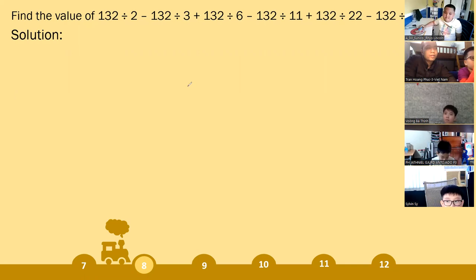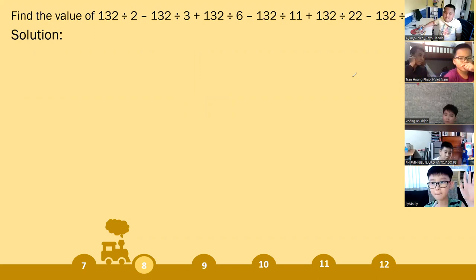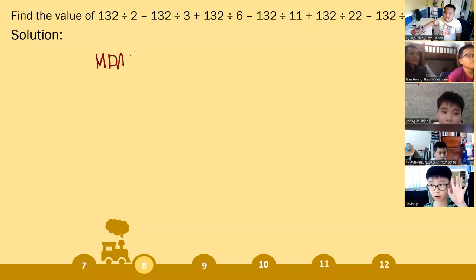Okay, we need to find the value of 132 divided by 2 minus 132 divided by 3 plus 132 divided by 6 minus 132 divided by 11 plus 132 divided by 22 minus 132 divided by 44. So this is kind of easy, right? We just need to follow MDAS. So for MDAS, we just need to divide first.